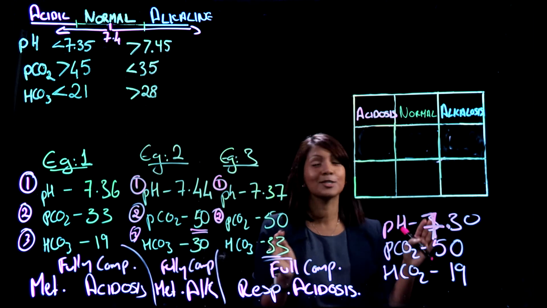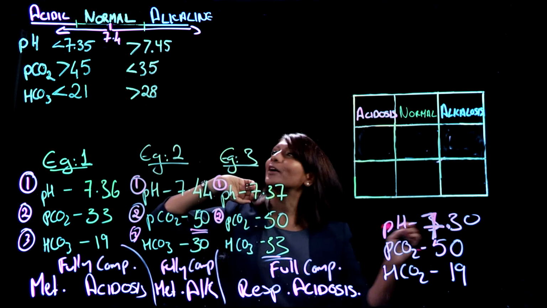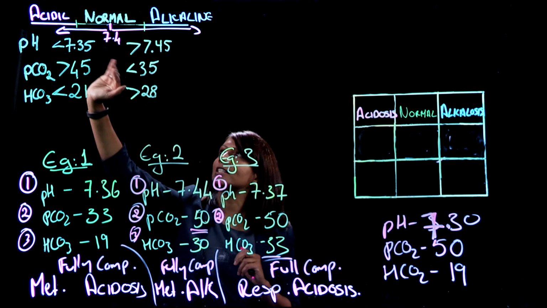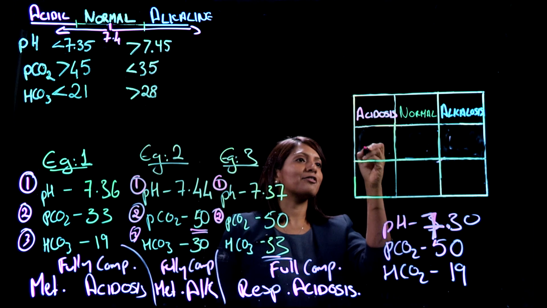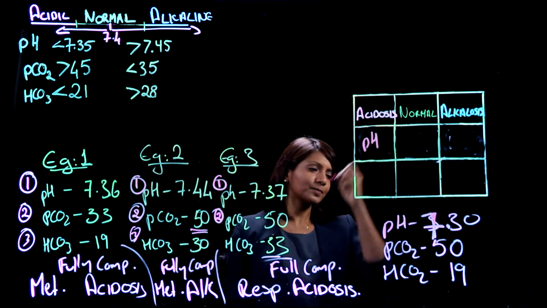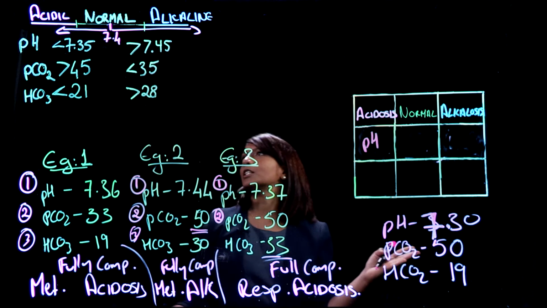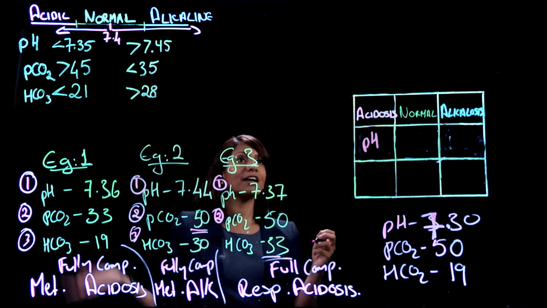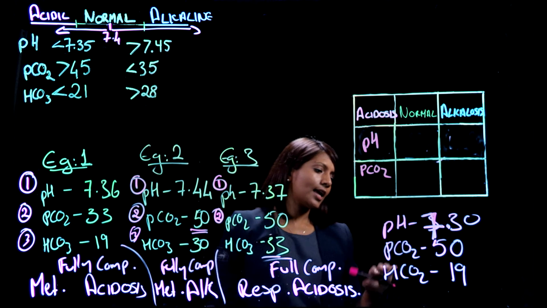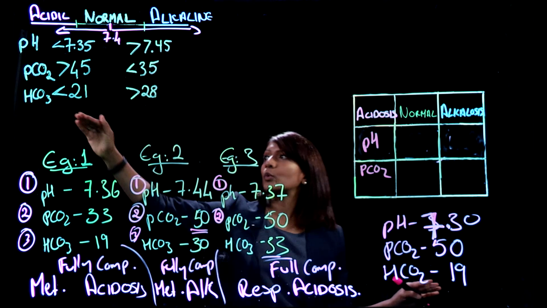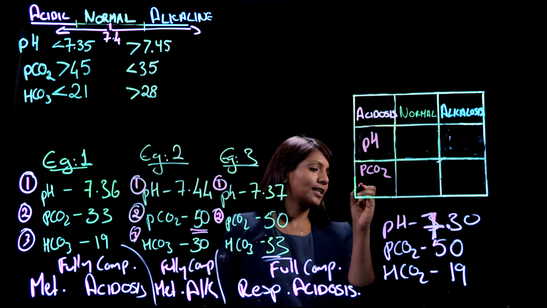So if it is 7.30, it means it's acidic. 7.30 is less than 7.35, therefore pH is acidic. Right? And PCO2 is 50, which is greater than 45, which also makes the PCO2 acidic. And HCO3 is 19, which is less than 21, which also makes the blood acidic.